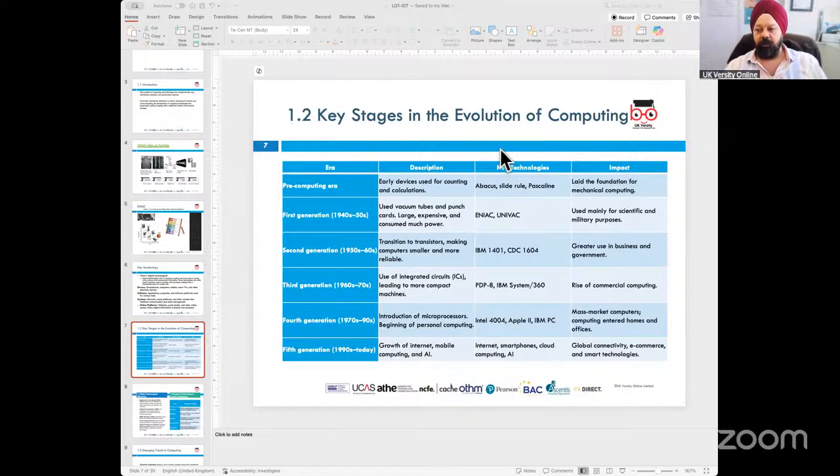You need to be able to explain each stage and give an example of the most important type of device which you can associate with that age, and that would be covered in what is called the evolution of computing.